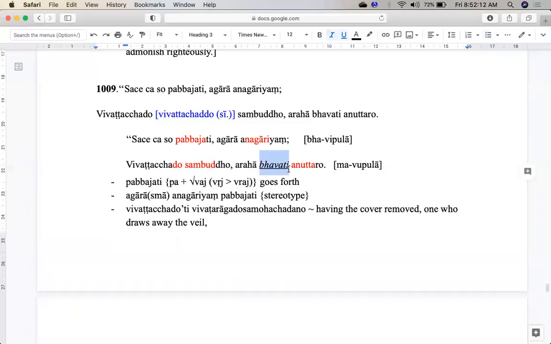So in this case, it should be considered as one heavy syllable in this way. That is why in some stanzas there are more than eight syllables. Optionally, mostly eight syllables, but sometimes, in the previous also, we already find this. But here, bhavati. So araha bhavati anuttaro. Araha bhavati, four syllables. After that, anuttaro, jagati. So makara vipula.